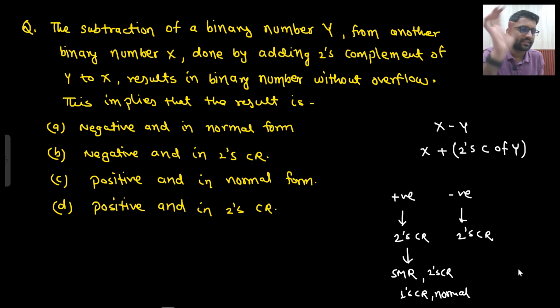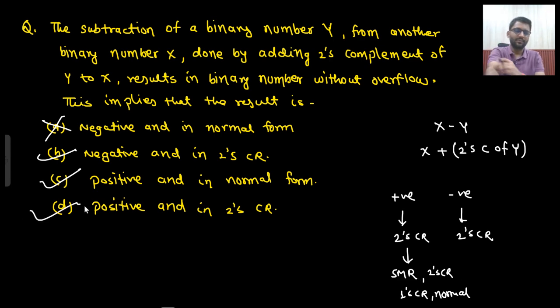For a negative answer, only this is correct. So the answer could be negative and in 2's complement form. Answer could be negative in normal form, wrong. But the answer could be positive and in normal form, yes. Answer could be positive and in 2's complement form, yes.